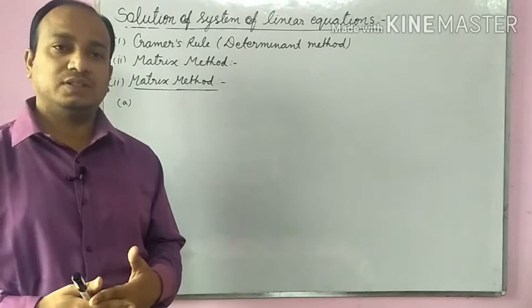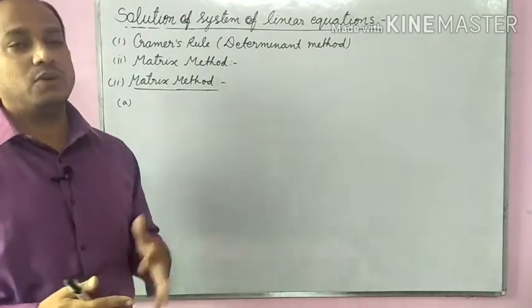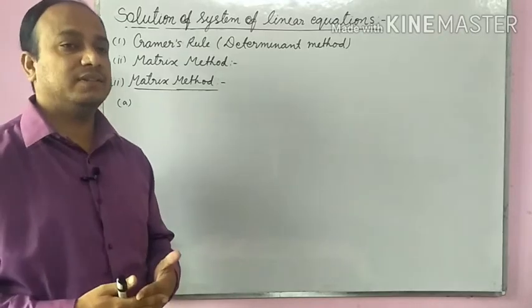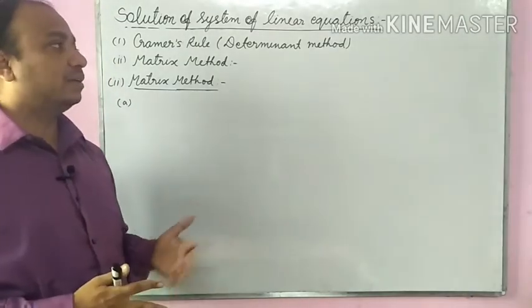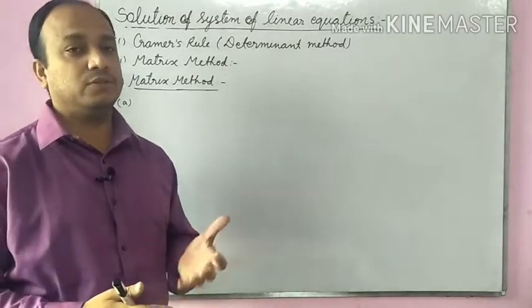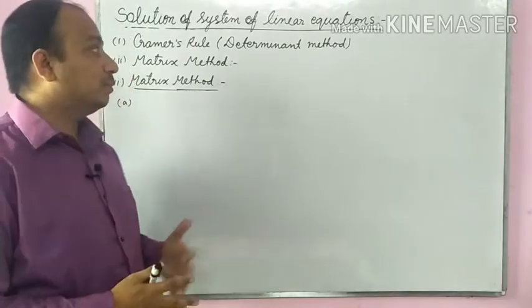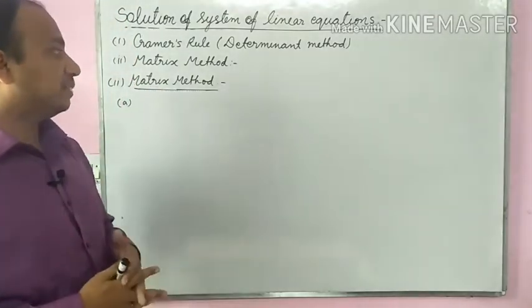In the last class, we were studying the methods for solution of system of linear equations. There are two methods. The first one is Cramer's rule or determinant method, and the second one is matrix method. Yesterday our first method, Cramer's rule or determinant method, was completed. This method basically depends on the values of the determinant. Today I am going to start and explain the matrix method. Then the second method is matrix method.